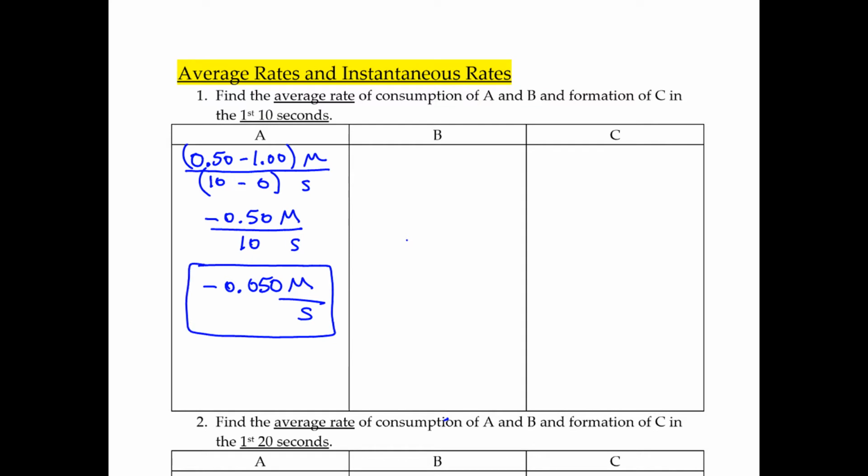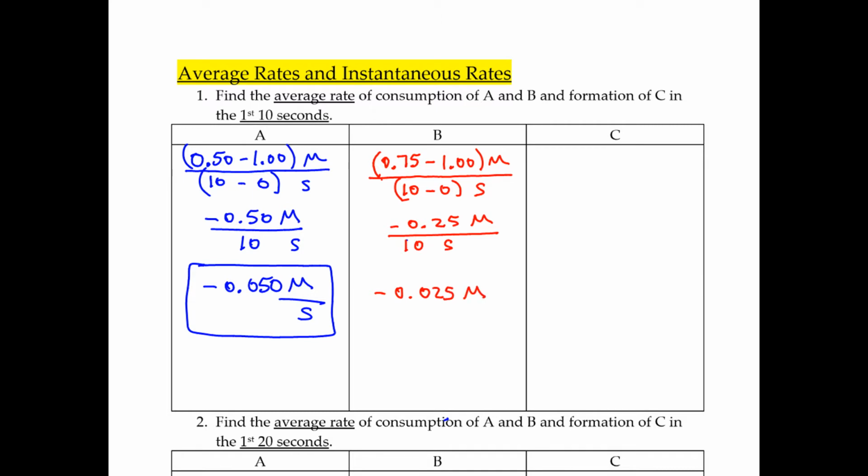Now if you're going to do letter B, you're going to take the ending concentration after 10 seconds, which was 0.75 molar. It started at 1 molar. And the change in time again was 10 seconds, so 10 minus 0 seconds. And when you do the math for that, you're going to get negative 0.25 molar per 10 seconds, which equals negative 0.025 molar per second as the rate of consumption of B in the first 10 seconds.